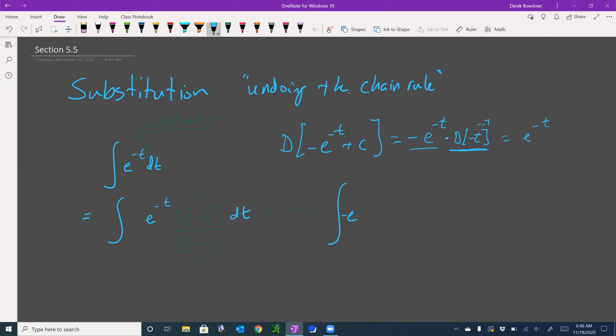And then one of them stays inside. Leave this one inside. And then the whole thing becomes the minus this. And this is the exact antiderivative for e to the minus t. So minus e to the minus t, and we have to add c at the end because it's an integral. Okay, that was kind of weird, but that's the general process for how this stuff works.